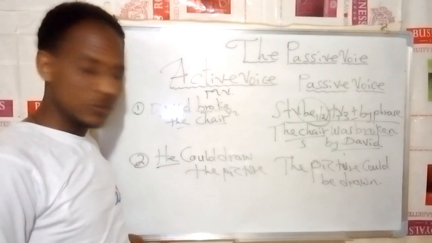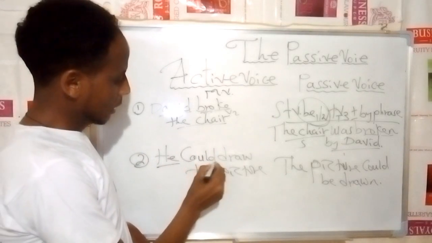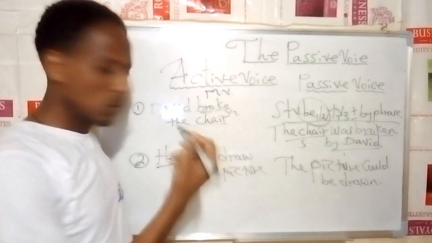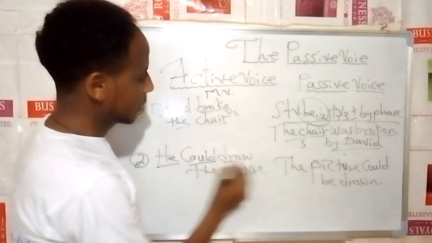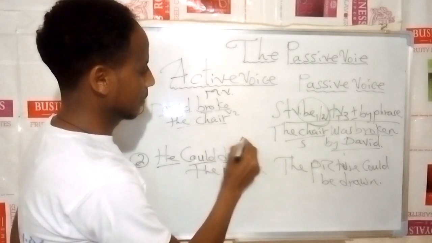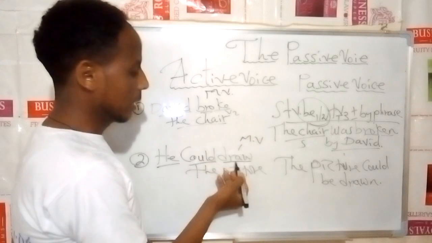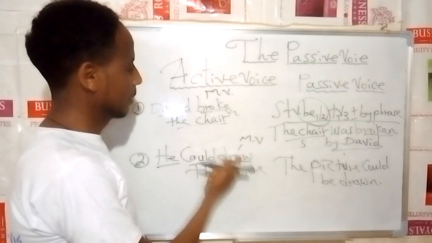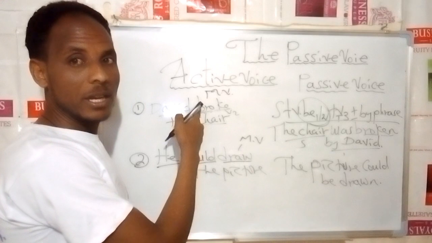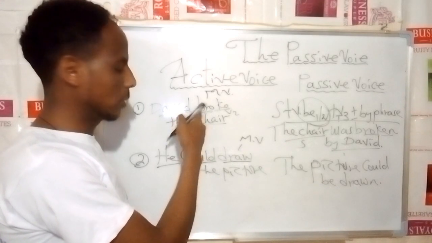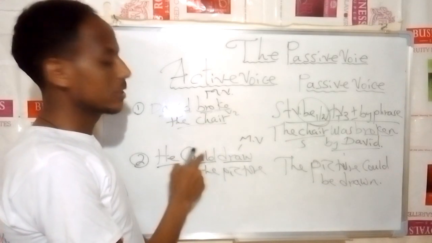This is the subject of the sentence. He could is the main auxiliary verb. This is the auxiliary verb. Draw is the main verb. But there is an auxiliary verb before the main verb. Here we never used an auxiliary verb before the main verb broke. But here we use another auxiliary verb.